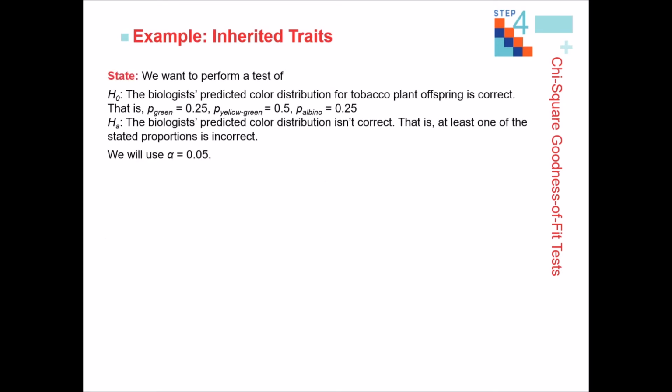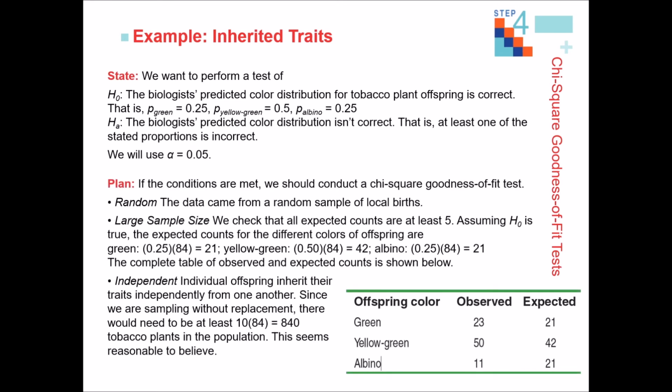So here's our state step. We already talked about that. Let's look at the conditions. For randomness, the data came, that's a typo. The data actually came from a random sample of plants, not local births, unless the hospital is now monitoring plant births. So for the large sample size, we actually did our expected counts. Those came out to be 21, 42, 21. All of those are bigger than 5, so we're good in the large sample size case.